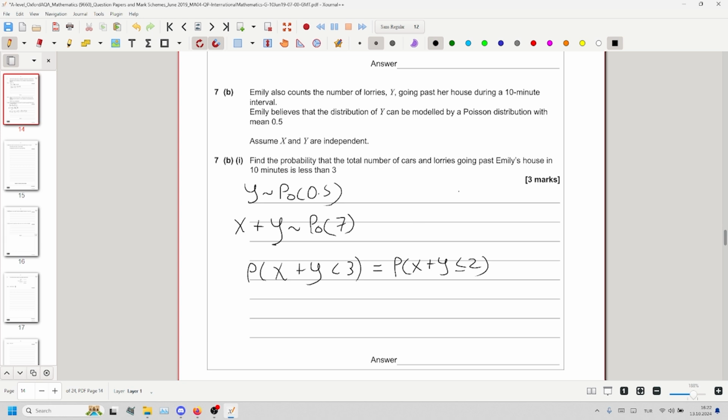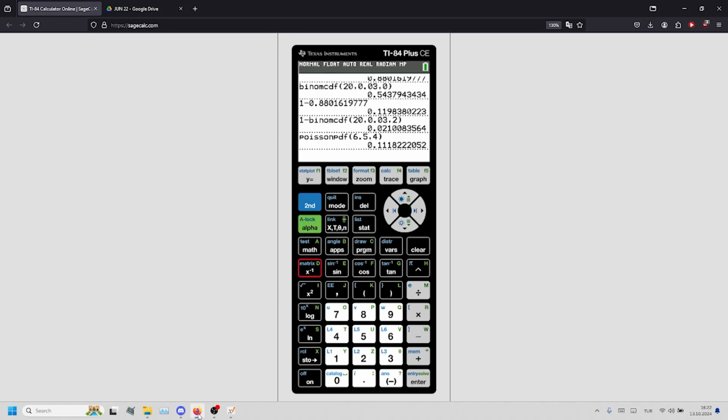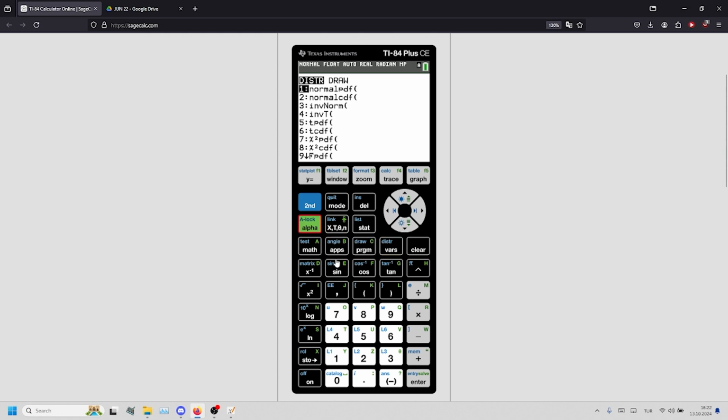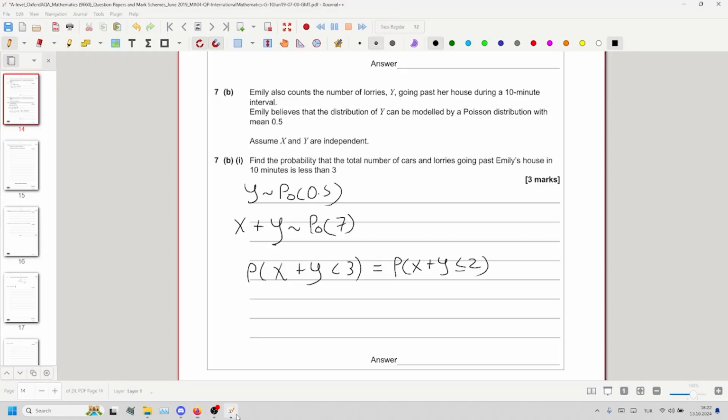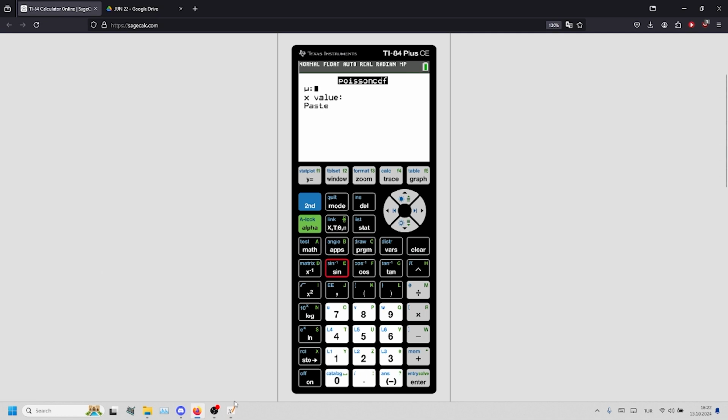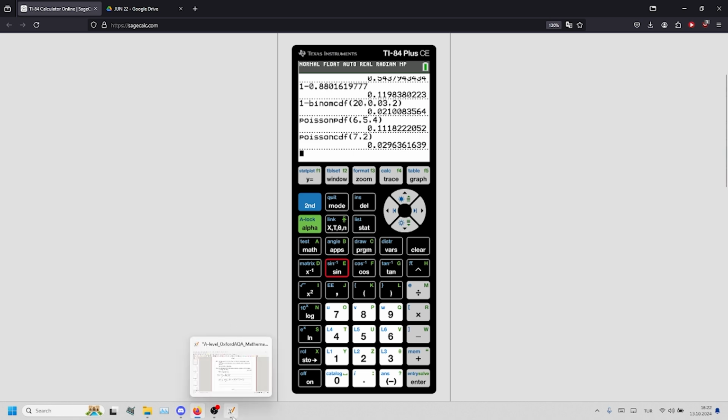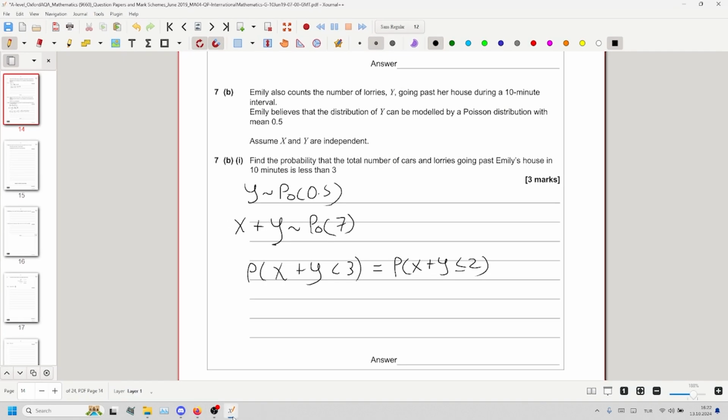So let's quickly find that. What would that be? That would be the Poisson distribution. God, I'm so tired. That would be the Poisson CDF with mean 7 and x value 2. So that's 0.0296 to 3 significant figures. There we go. Right, that's not too important.